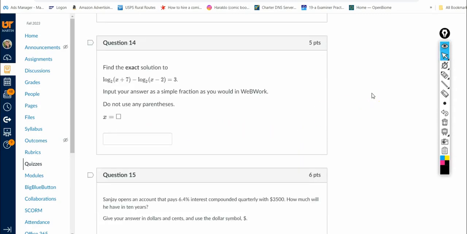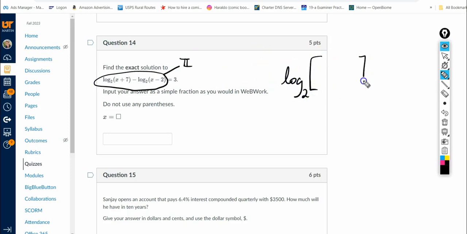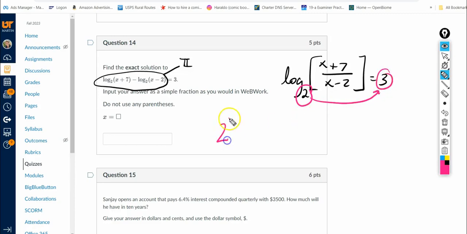Okay, find the exact solution to this. All right, I need to put these together as a single logarithm. So we're going to use rule 2, the quotient rule. And in the numerator, I'm going to have x plus 7, and in the denominator, I'm going to have x minus 2. Now I'm going to change into exponential form. So this raised to that power is equal to the argument.